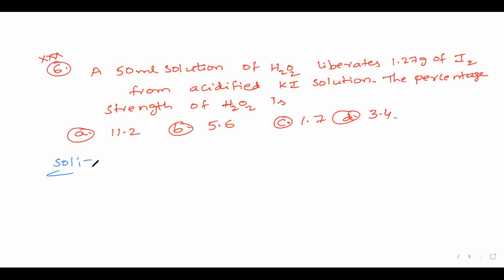They have given a 50 ml solution of hydrogen peroxide that liberates 1.27 grams of iodine from acidified potassium iodide. Here the question is, again, I'm repeating the question.